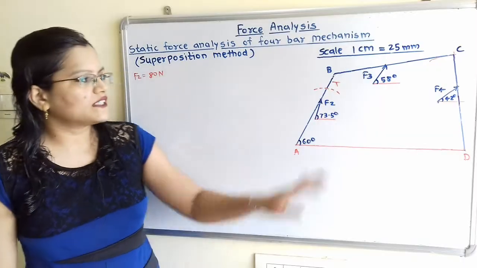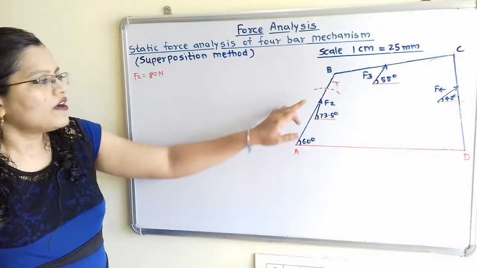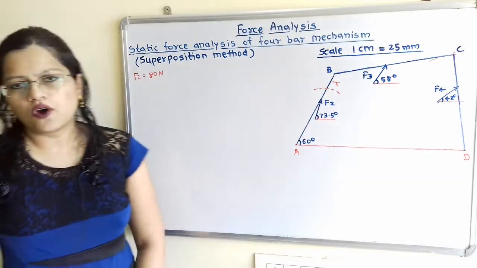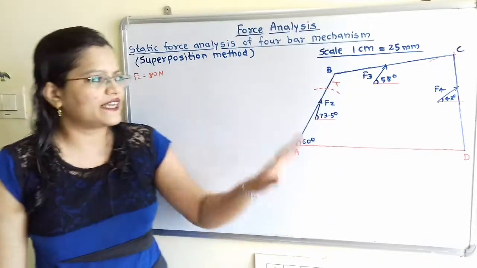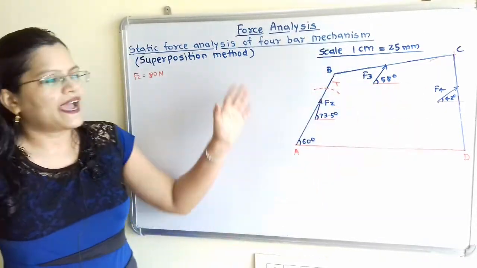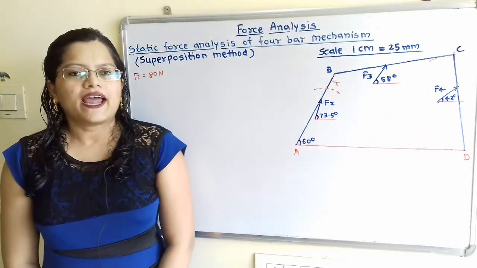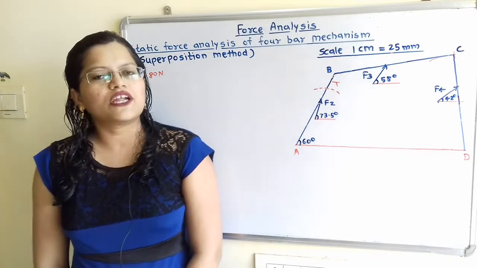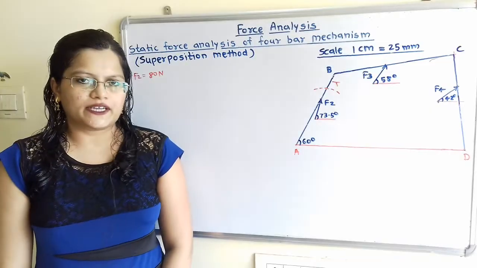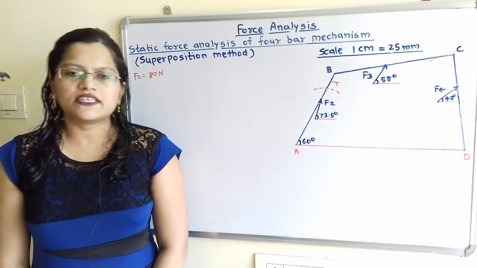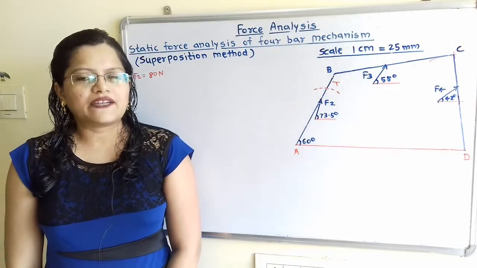So how to apply this principle of superposition? We will split this question into three subgroups. In first subgroup, we will consider force F2 only. In second subgroup, we will consider force F3 only acting on this whole mechanism, and in third subgroup, we will consider the force F4 only. And then each time, we will calculate the magnitude as well as direction for this torque T. And then in final result, we will consider the net resultant torque, and that will be the answer.